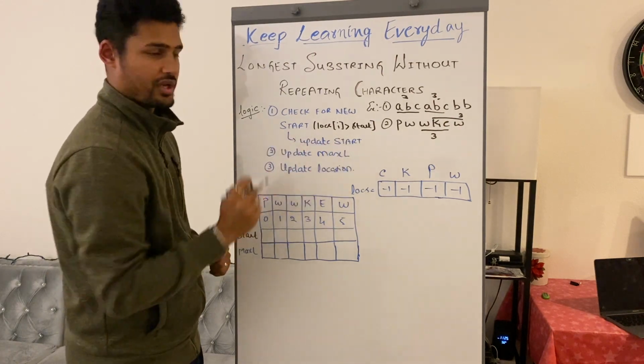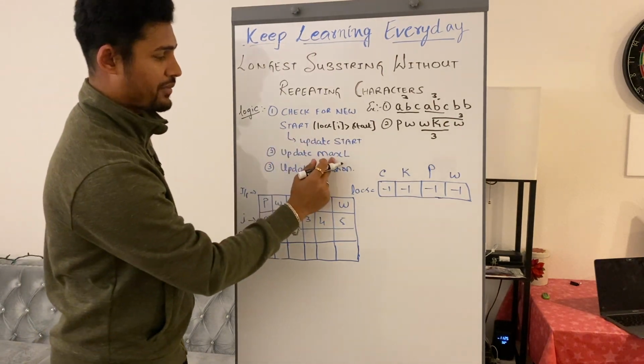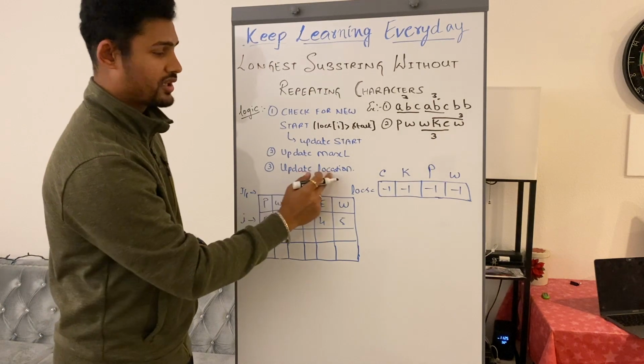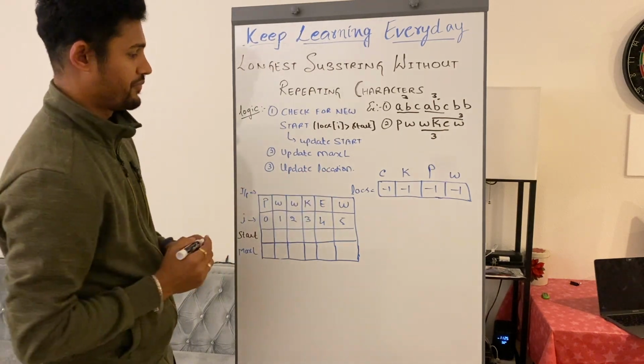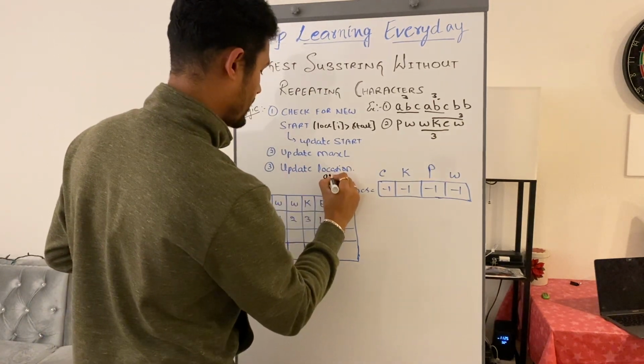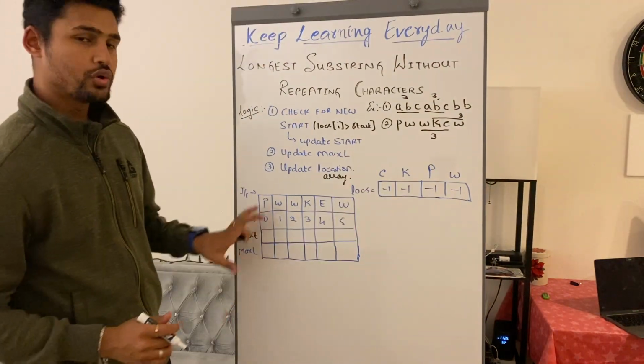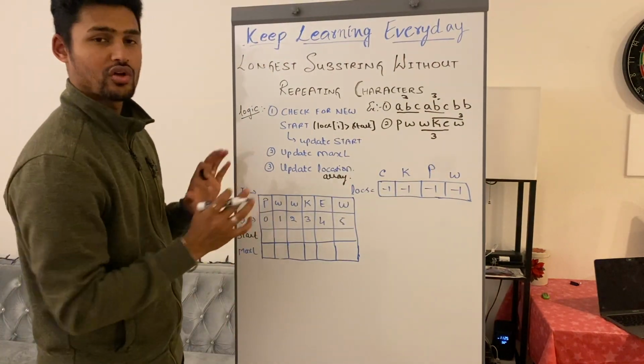Then update the start variable. The second step is update the maximum length. The third is update the location array. Okay, this is an array. So let's go over an example so that you'll understand the logic properly.